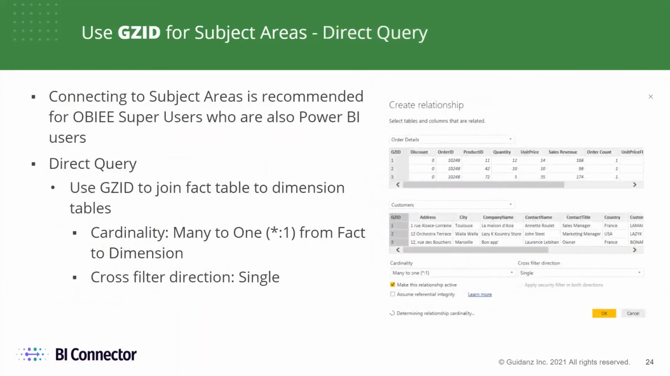Let's see how to do it in the case of direct query. In the case of direct query, you will have to navigate to the data relationship window in Power BI, and you'll have to map the GCID from the fact table to the GCID from the dimension table. You have to repeat the step for all the dimension tables.